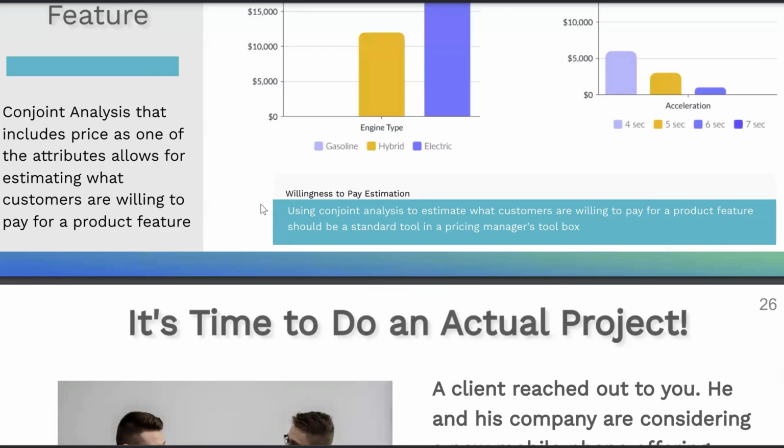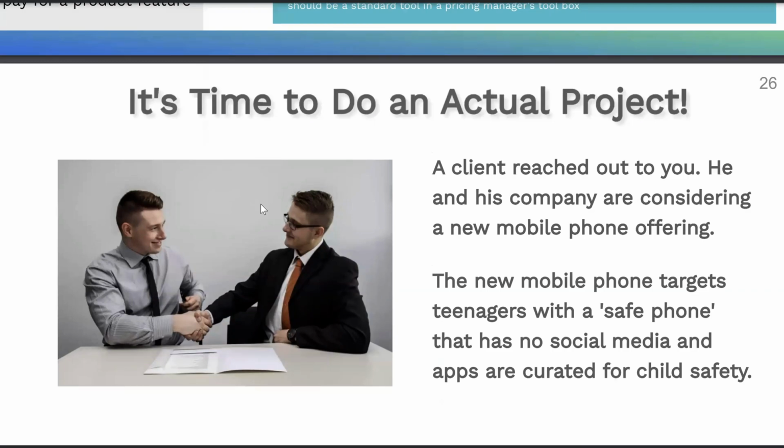So that said, what I'm going to do right now, and we're going to be running out of time, so we're not going to be analyzing it, but we're going to do an actual project. Let's do an actual project here, guys. We're going to do it fairly quickly. Let's pretend that a client reached out to you and he and his company are considering a new mobile phone. Okay, and the new mobile phone targets teenagers. They say it's a safe phone that has no social media on it, and the apps are curated for child safety. And they come to you and say, hey, can you set up a market research study?